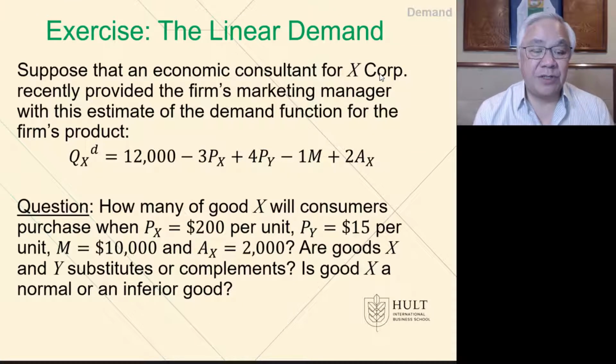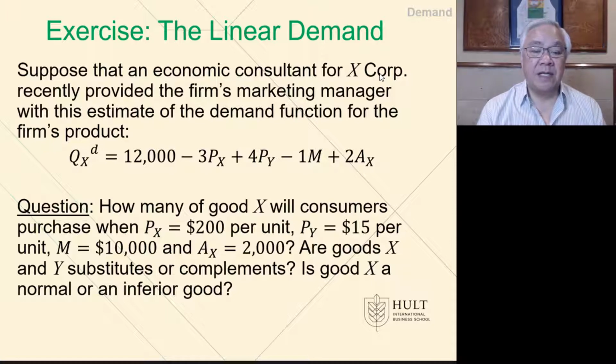So here's an exercise we'll do on linear demand. We'll go into Excel, but let's first look at the problem. So let's say we hired a consultant who derived this demand function for us. Isn't that convenient? And it has the quantity of X demanded equals this multiple factor formula. The question is, how many of good X will consumers purchase if we are given these parameters? And then determine if X and Y are substitutes or complements, and is good X a normal or inferior good? So let's go to Excel.